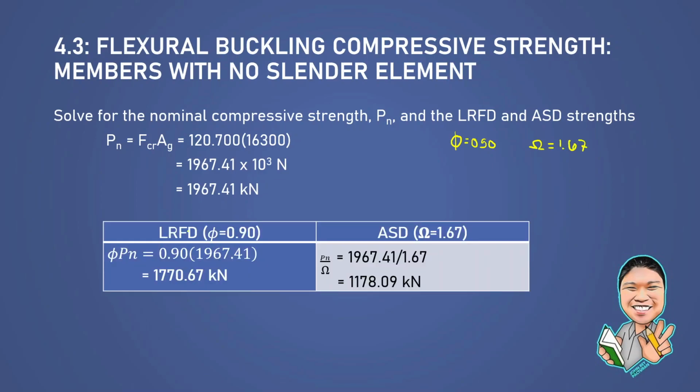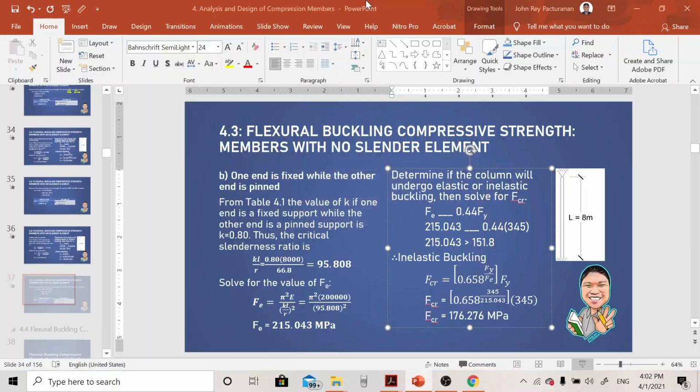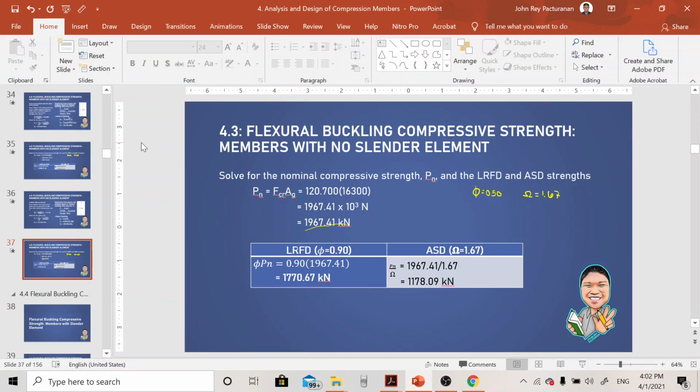So, for LRFD strength, that is 0.9 ng 1,967.41. So, that is 1,770.67 kilonewton. Meanwhile, for ASD, the strength is 1,967.41 divided by 1.67. Ang sagot natin is 1,178.09 kilonewtons. So, yun lang ang solution natin regarding sa NSCP provisions ng pagdetermine ng flexural buckling compressive strength ng mga members na walang slender element.